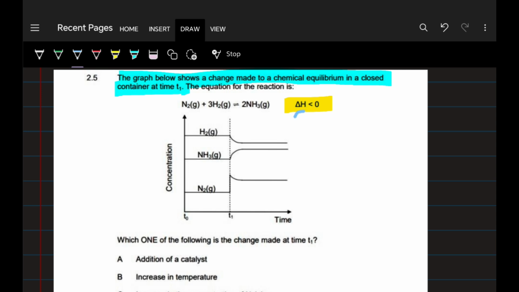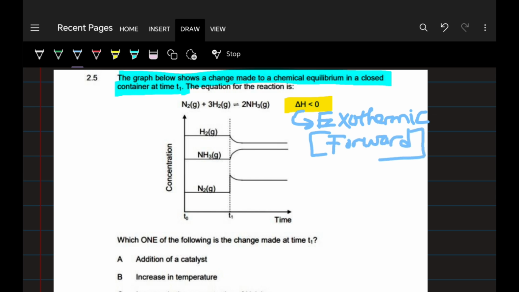So this here means our reaction is exothermic. The exothermic reaction here means that the forward reaction is exothermic, and the reverse reaction will be the endothermic. That's what it means. But we want to interpret this graph here.